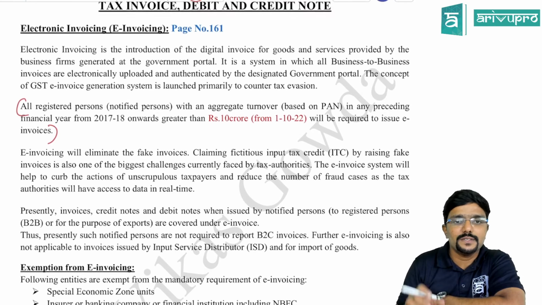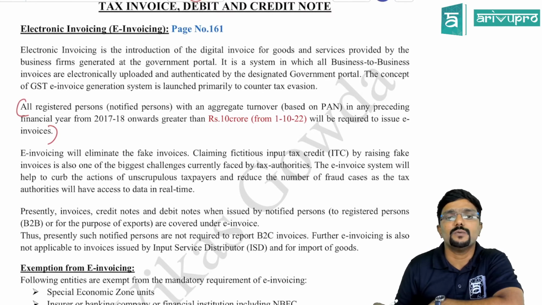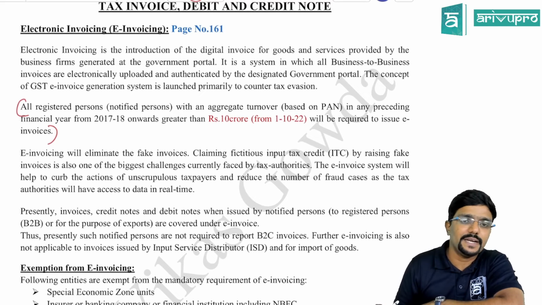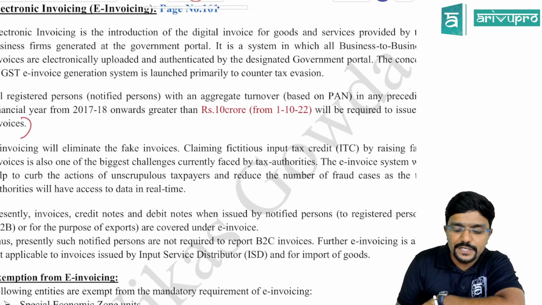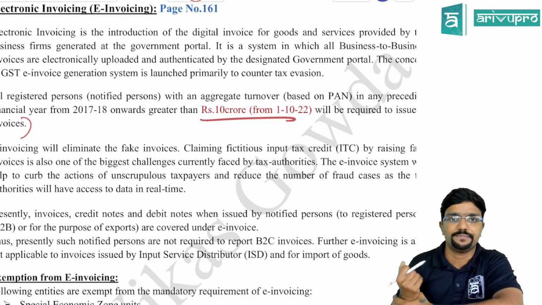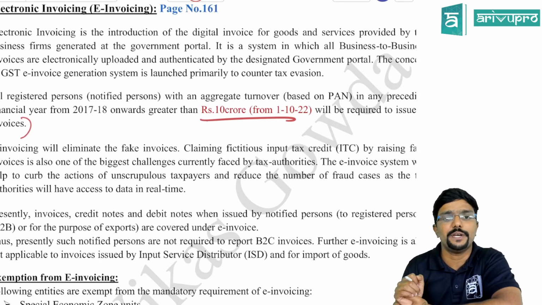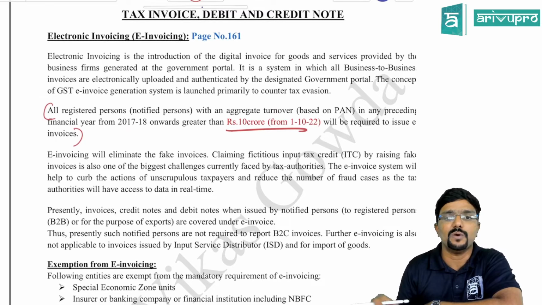All registered persons, notified persons with an aggregate turnover based on PAN in any preceding financial year from 17-18 onwards greater than, previously it was 20 crore, now they have reduced it to 10 crore from 1st October. From 1st October 2022, they have reduced it to 10 crore. Will be required to issue e-invoices, guys.